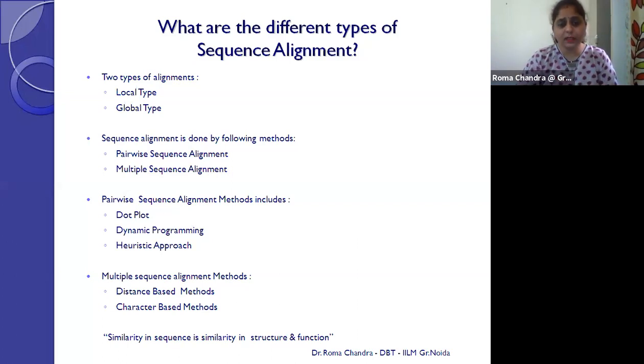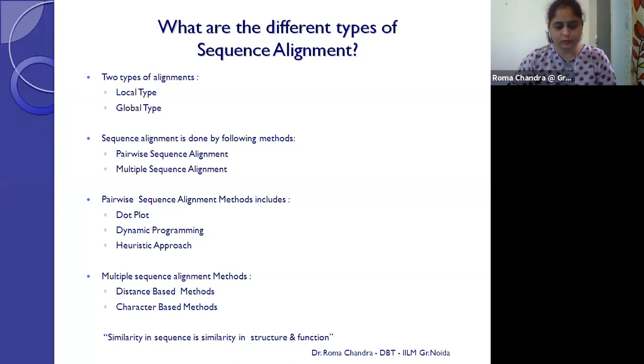But what about the dynamic programming process, the method that I'll discuss in my session today? Distance-based and character-based methods under multiple sequence alignment are actually helping us go for the creation of the phylogenetic tree. So both these methods are under the phylogenetic tree construction method.